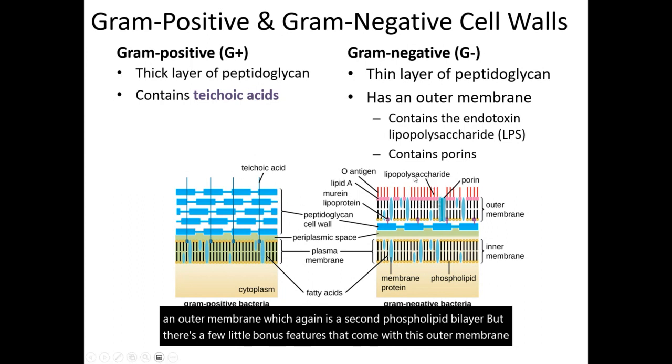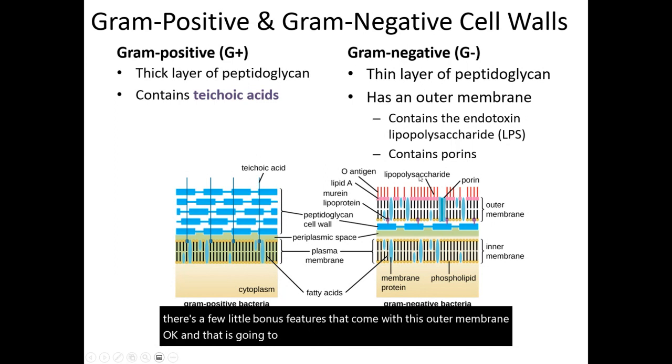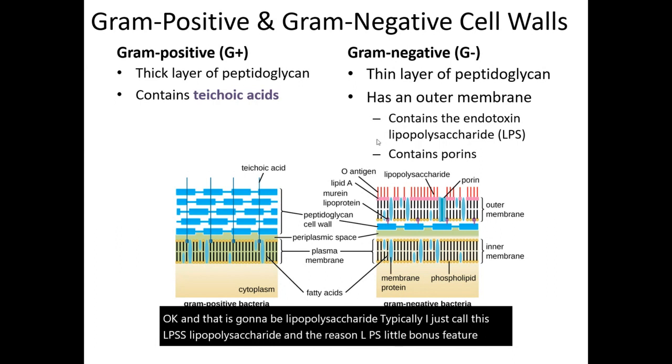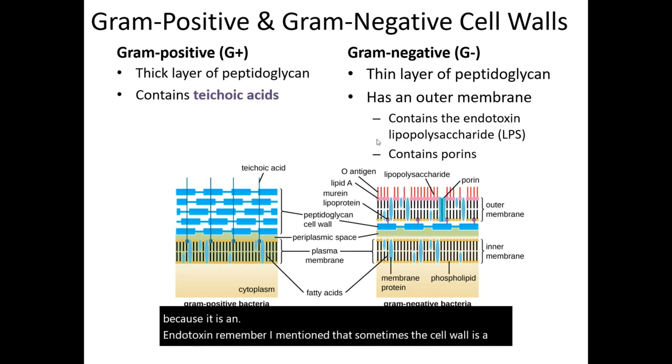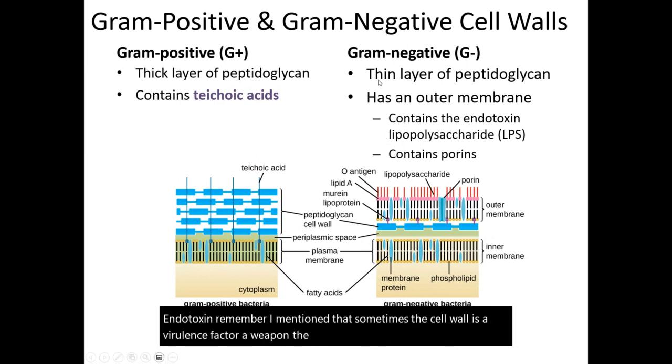And that is going to be lipopolysaccharide. Typically, I just call this LPS, lipopolysaccharide. And the reason LPS is a little bonus feature is because it is an endotoxin. Remember I mentioned that sometimes the cell wall is a virulence factor, a weapon the bacteria uses. Well, this toxin is that weapon, right? If we have a toxin going through our body, we're going to be weakened.